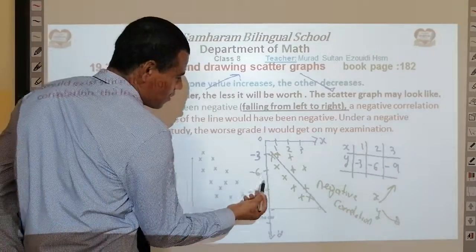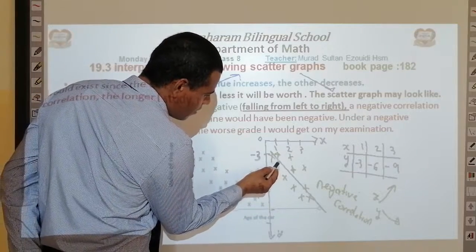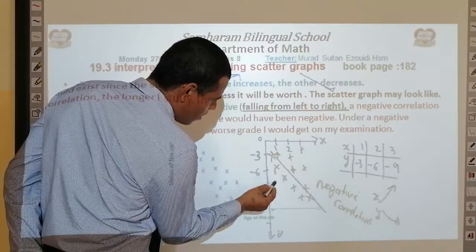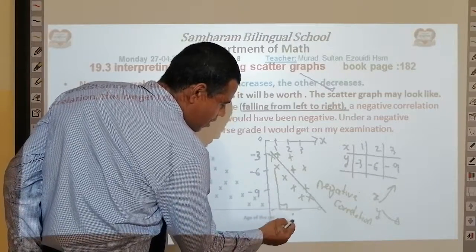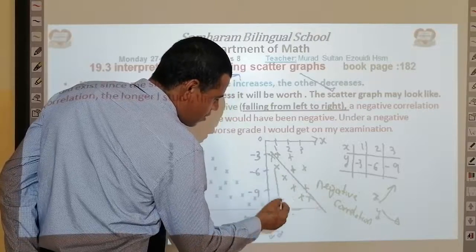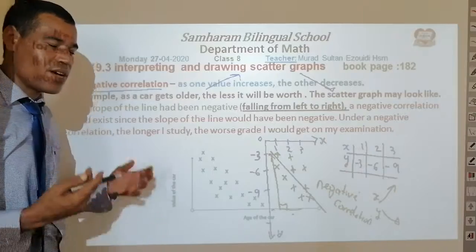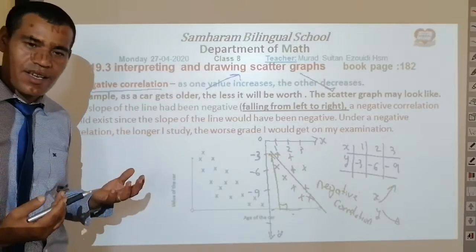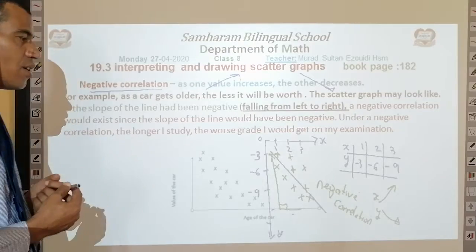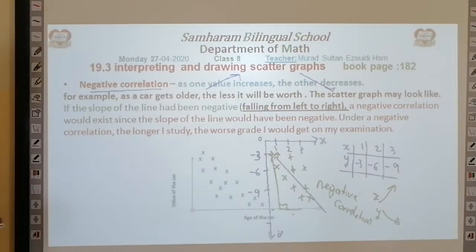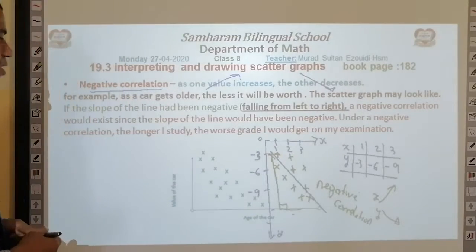And if you would like, for example, to find the gradient, it's easy. Just draw a right angle triangle and take the change in y divided by the change in x. You will find a negative number. As this number is negative, it denotes that the slope is negative, and the relationship between x and y is called negative correlation.